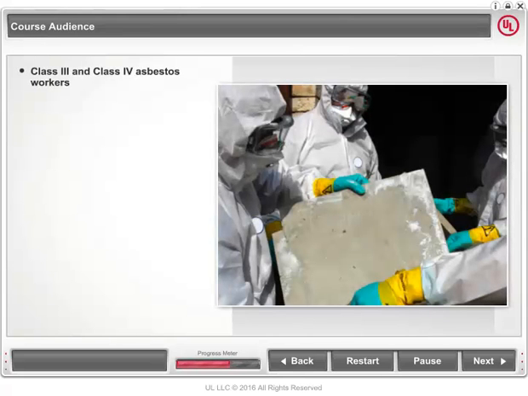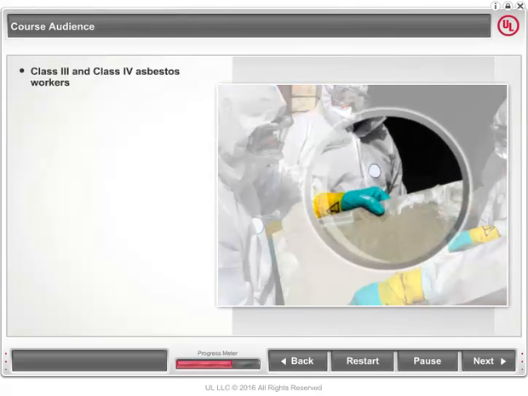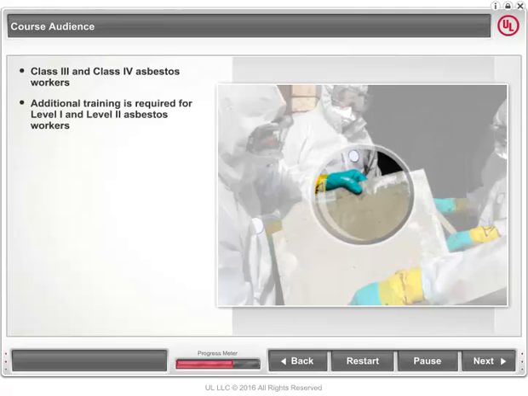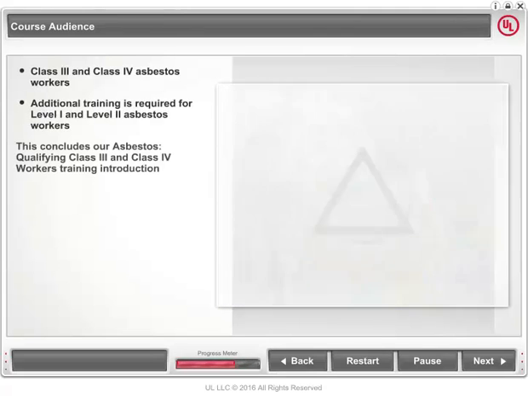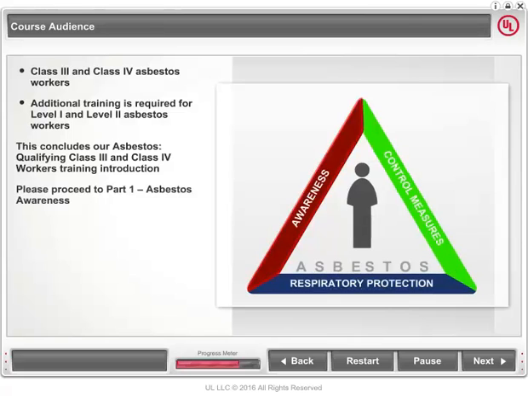Course Audience. This course is designed for both Class 3 and Class 4 asbestos workers who work in asbestos-containing or presumed asbestos-containing environments. Additional training is required for Level 1 and Level 2 asbestos workers. This concludes our asbestos Class 3 and Class 4 workers training introduction. Please proceed to Part 1, Asbestos Awareness.